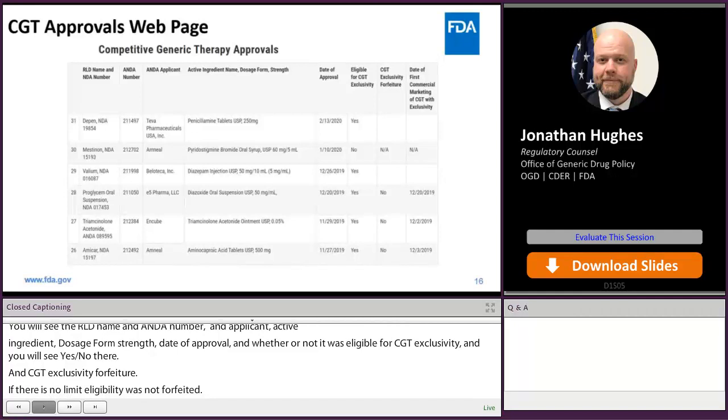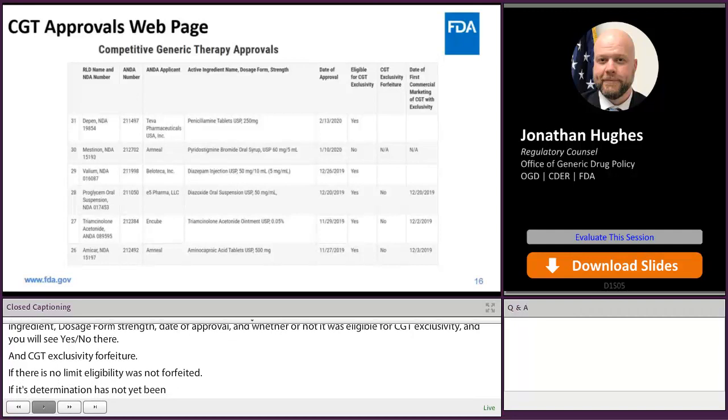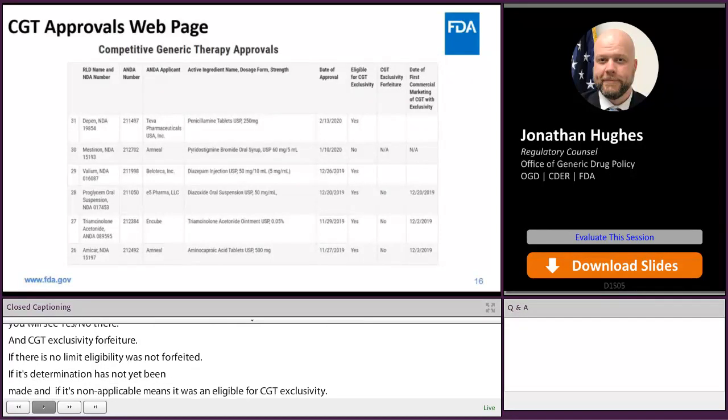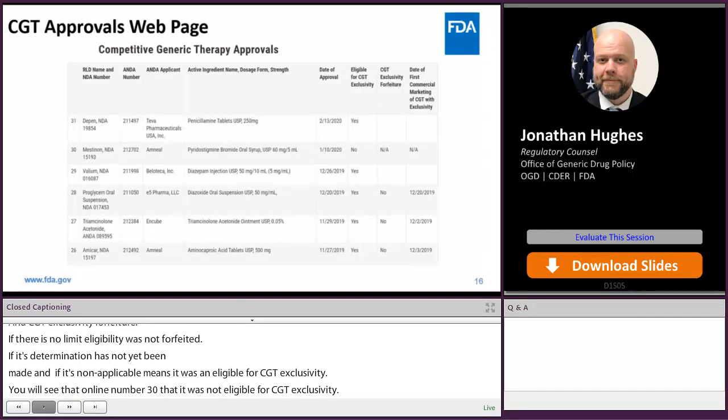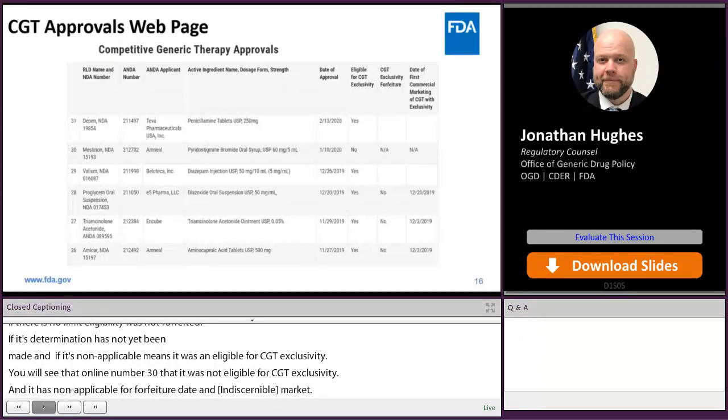You'll see that for line number 30. It was not eligible for CGT exclusivity, so it has an NA for forfeiture and date of first commercial marketing. And obviously we'll discuss further later on the commercial marketing triggers CGT exclusivity, so you'll see the date of first commercial marketing listed there.